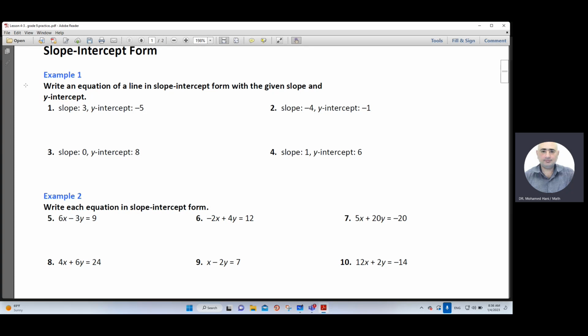I want all of you now to write the first question. Write an equation of a line in slope-intercept form with the given slope and y-intercept. We have slope 3 and y-intercept -5. Then try to write the equation. Start. Try. Quickly, quickly.